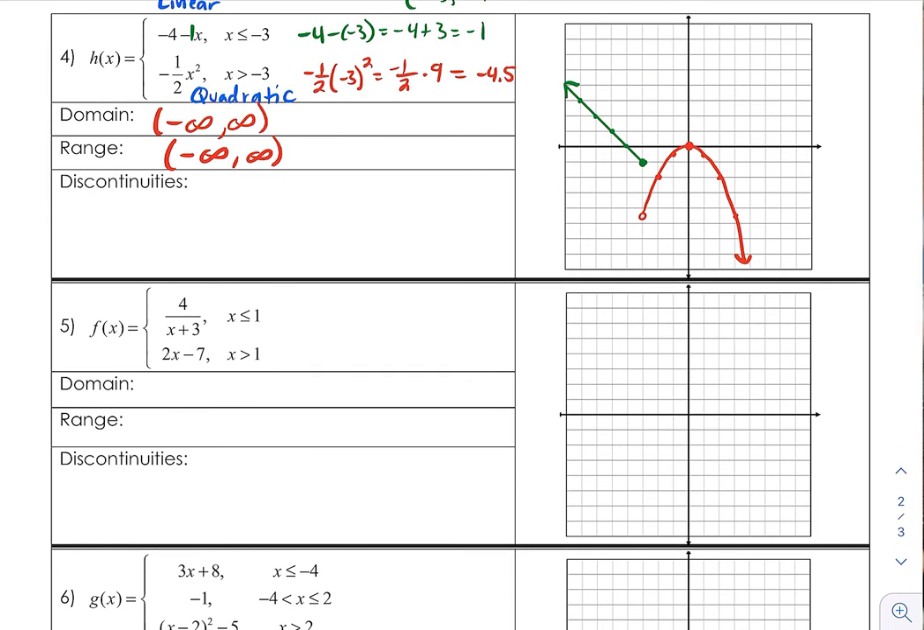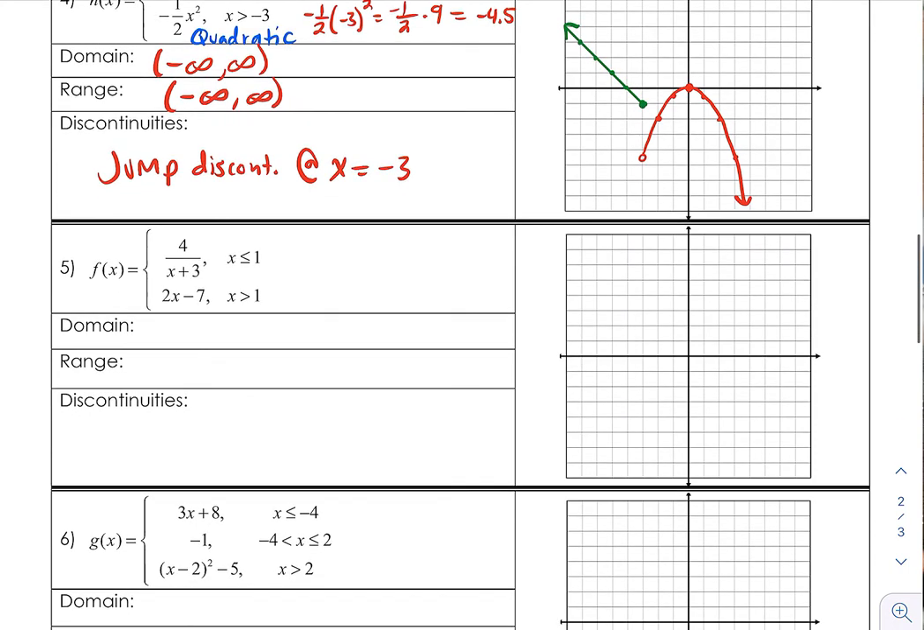And then as a reminder, for discontinuities, we have 3 types of discontinuities. We have jump, infinite, and removable. An infinite discontinuity is going to happen when the graph has an asymptote. We don't have that here. Removable is when the graph passes smoothly through a point but just has an open circle. That does not happen at -3, so this is a jump discontinuity. And then we want to say what x value, always, so at x equals -3.